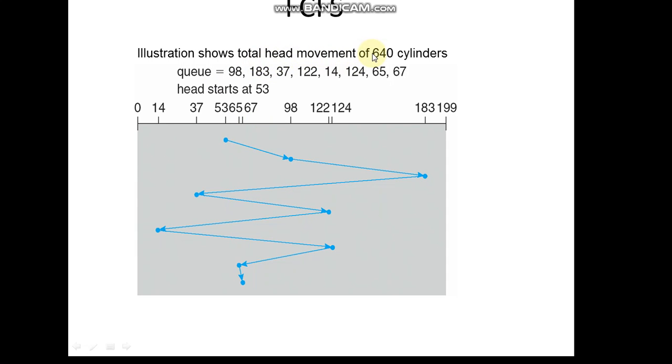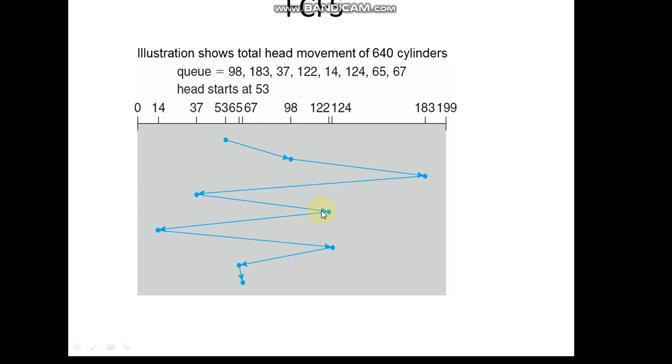Here it is said that the total head movement is 640 cylinders. How is it 640 cylinders? Currently the head is at 53. To move to 98, how do you calculate the head movements from this cylinder to this cylinder? That is 98 minus 53. Then from here it has moved to the 183rd cylinder, so 183 minus 98 is the number of head movements. From 183 it has moved to 37, so 183 minus 37. From 37 it has moved to 122.